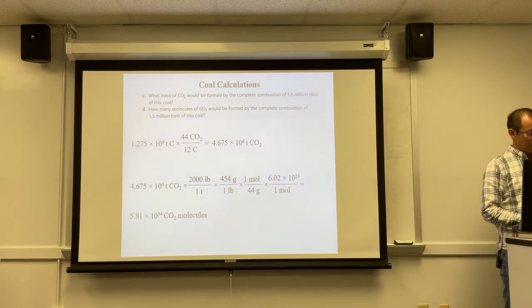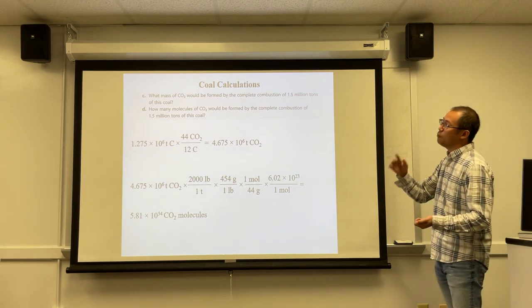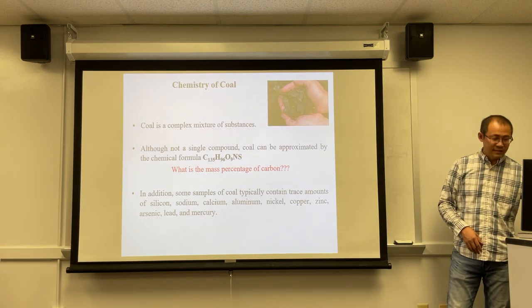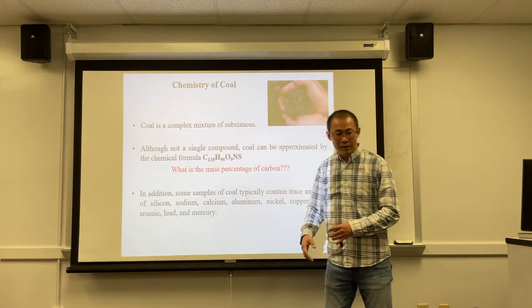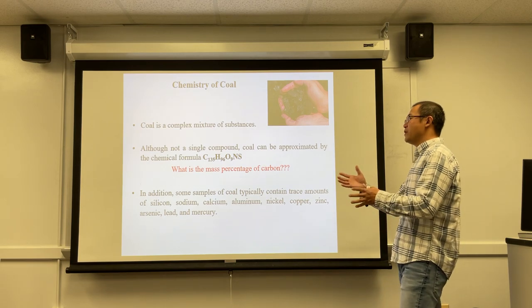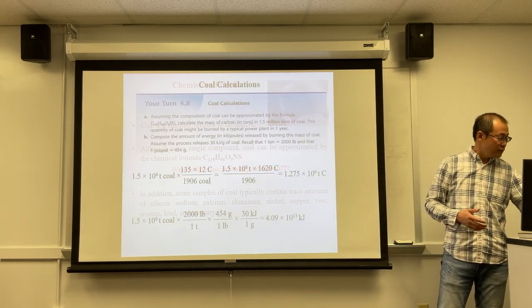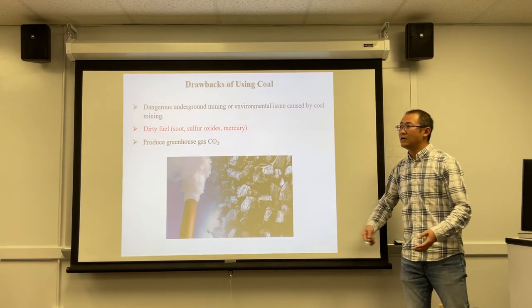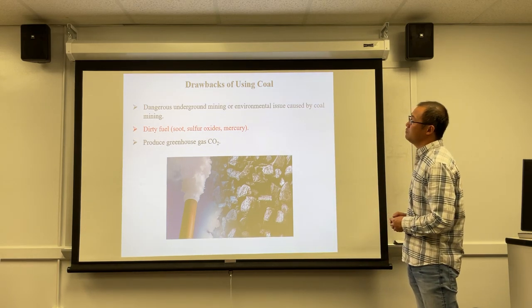Right? So after doing these calculations, let's go back to the topic of coal. We know coal is a mixture that can be approximated by this formula. And because of that, there are a few drawbacks of using coal. Some drawbacks you have heard already, some you may not fully realize. So here Hardin summarized the drawbacks of using coal.